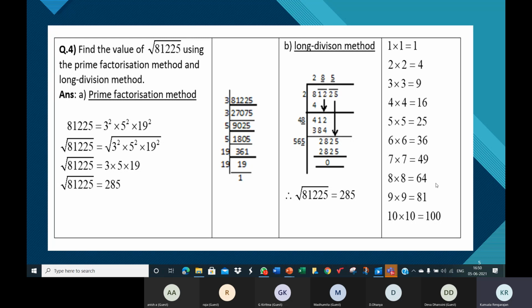All right. So since we don't find 8 in the product, we need to find the number that's just less than 8, which is 4. And 2 2s are 4. So see how you place the numbers. Follow the pointer. 2 2s are 4. Subtract. 8 minus 4 is 4. Bring the next pair down.